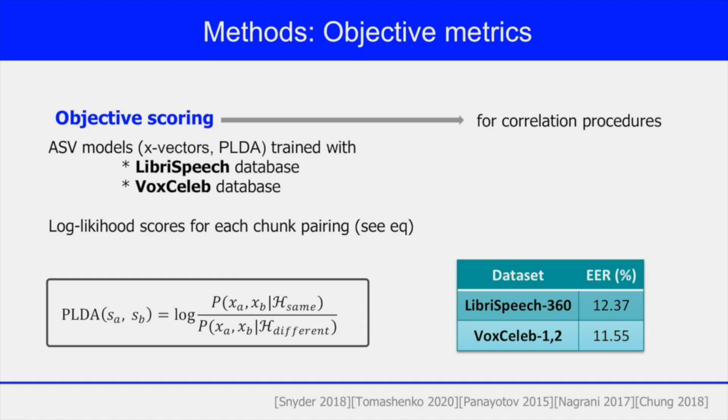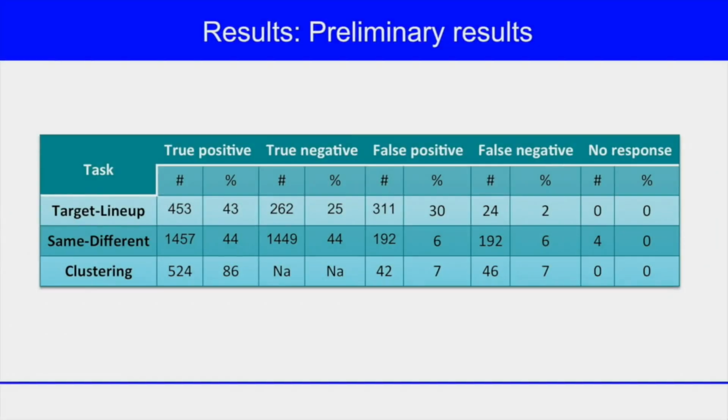The ASV models were used to obtain PLDA scores for evaluated pairs of speech segments, as outlined on the slide. The equal error rates for each model are illustrated. For each participant response, we calculated an objective score based on the SID task using each ASV model. The table illustrates the distribution of total participant responses and percentages across the different experiments.